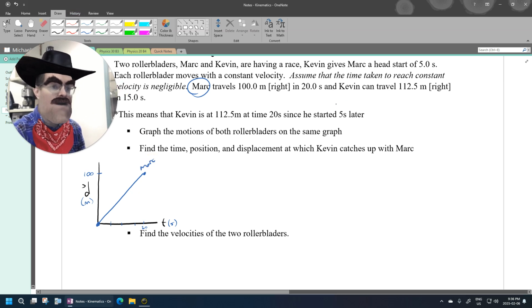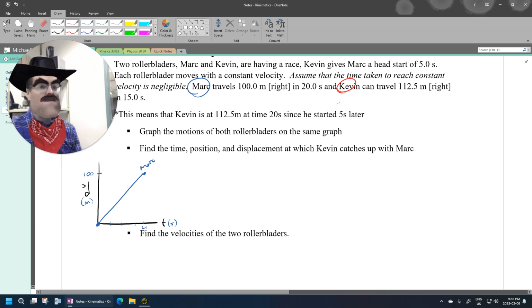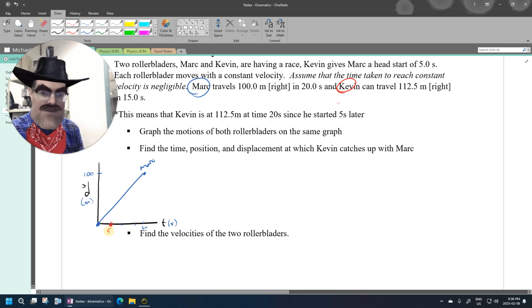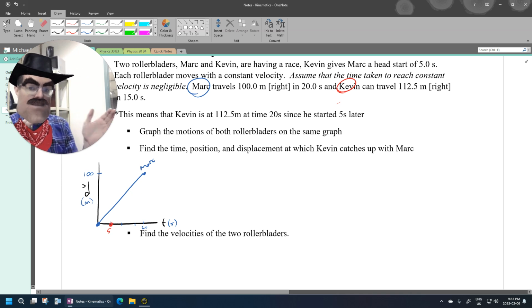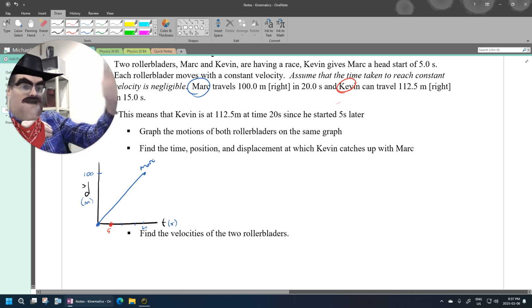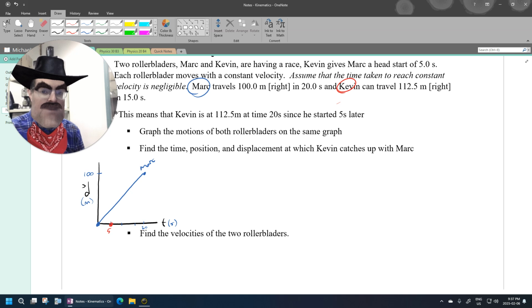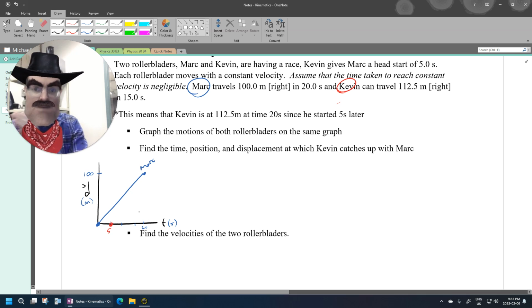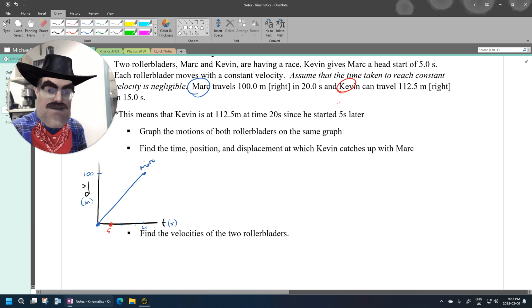All right, along comes Kevin. Kevin comes along 5 seconds later: 5, 10, 15, 20. So at this dot right here, this is my 5 seconds later. He is now going to travel in the 15 seconds to 112.5. So that means at time 20, because that's 15 seconds later, he is going to be further up than Mark. So there's Kevin.